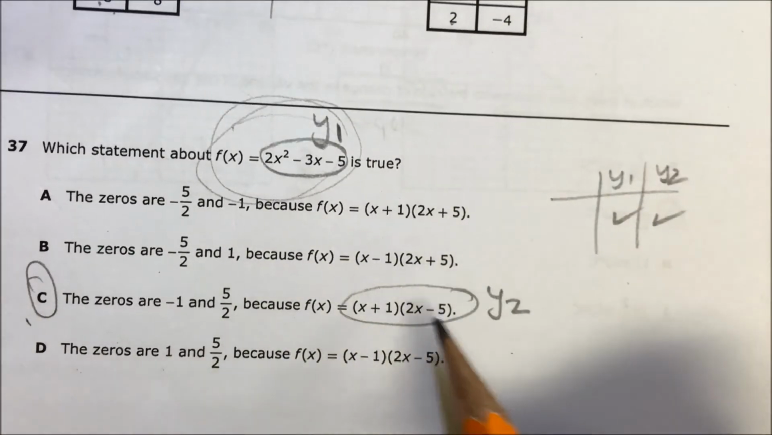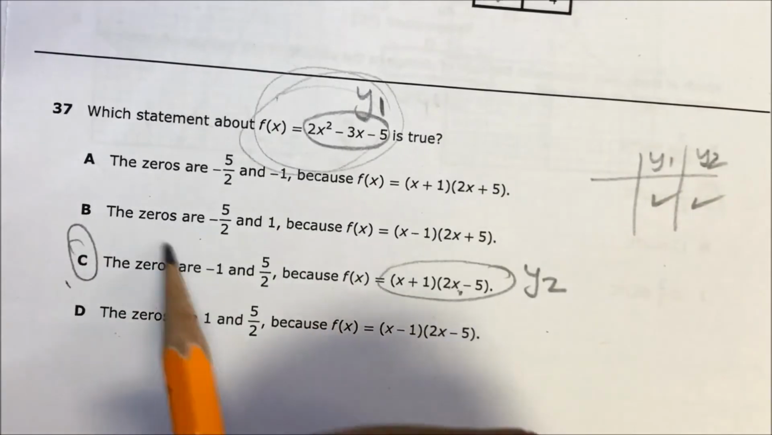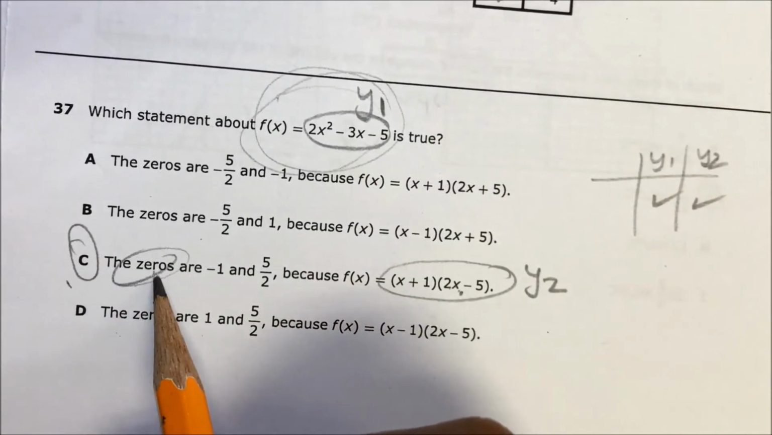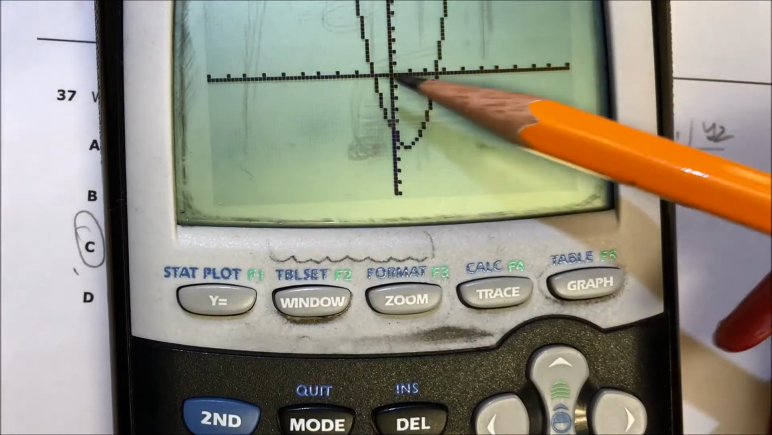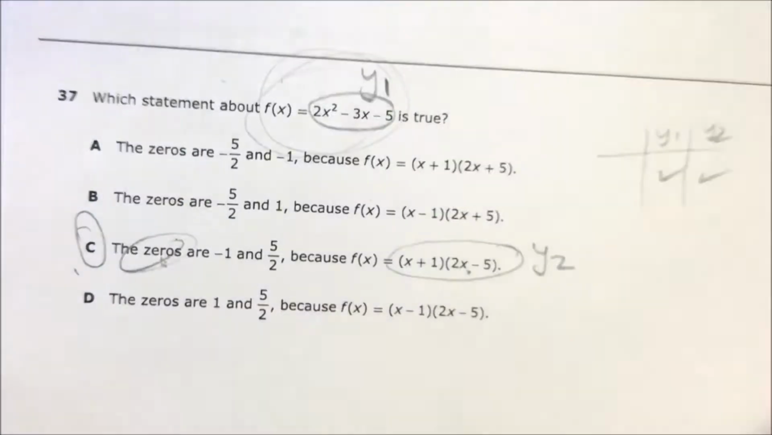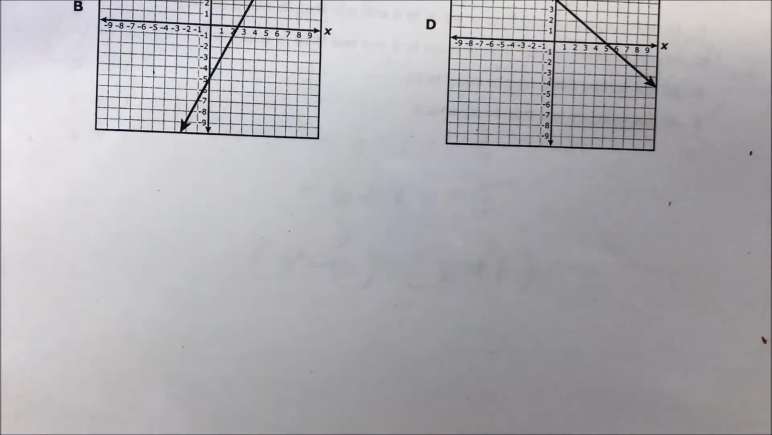Good job. Now, if there are two problems that give this factorization, just check the zeros. That means where it crosses the x-axis. So you can press graph, and you'll see the graph, and it crosses at -1, which is an answer choice. So, moving on. Let's do number 38.